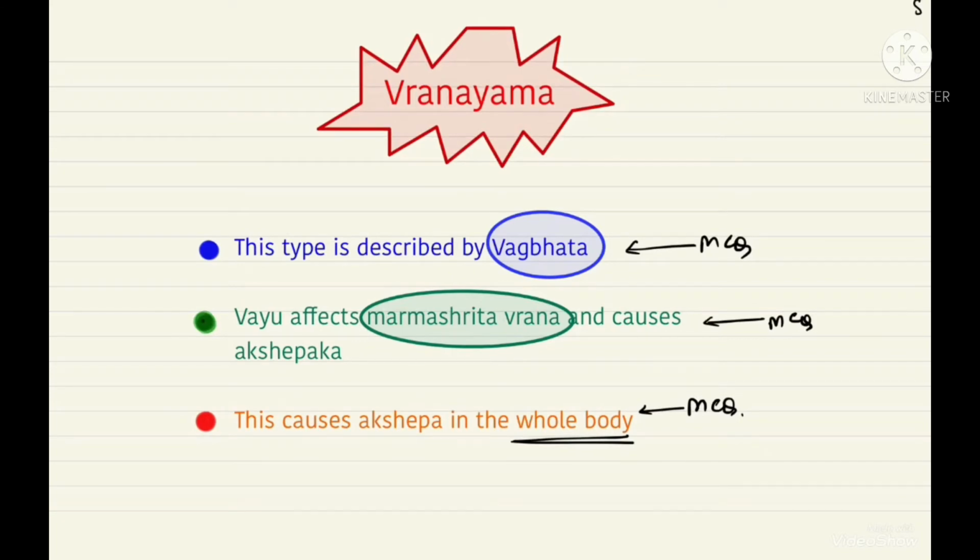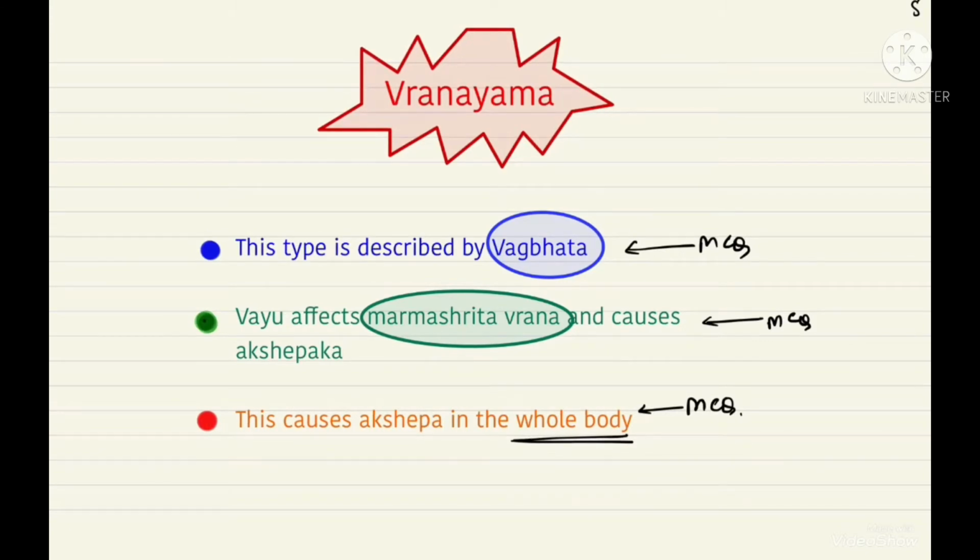And what happens here is Vayu affects the Marmashrita Vrana. So if there is any Vrana or any injury at the Marmasthan, and Vayu then affects it, or Vayu gets Prakupit there, then it causes Akshepaka. So this causes Akshepaka in the whole body. There are convulsions in the whole body.